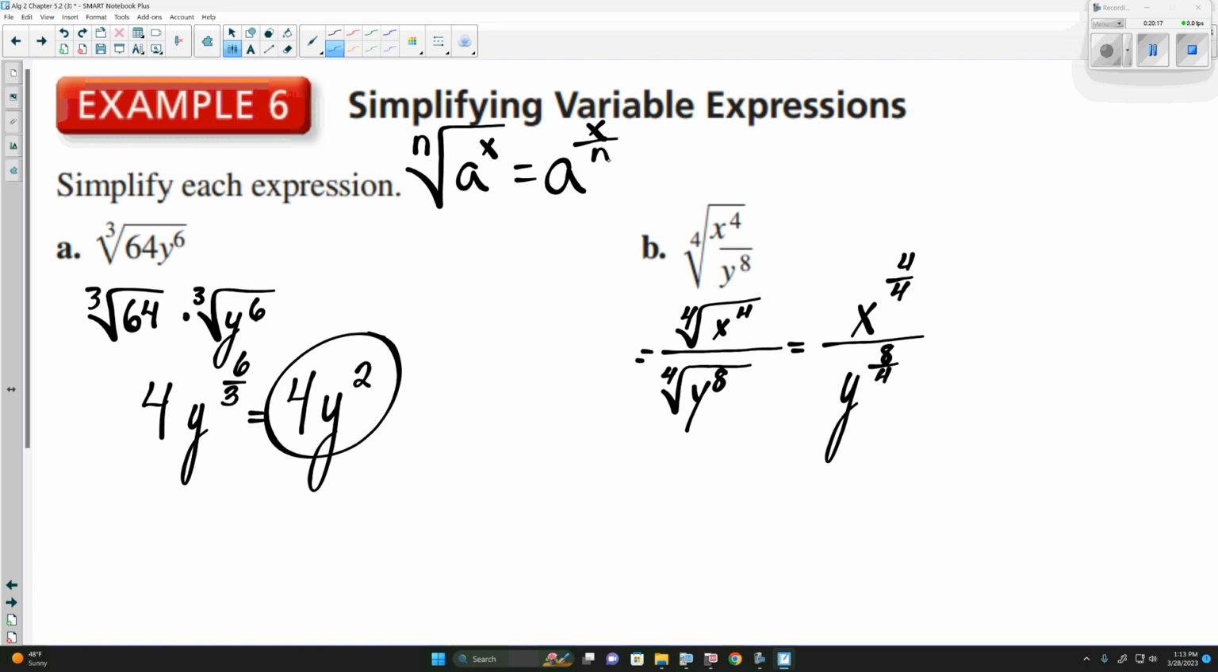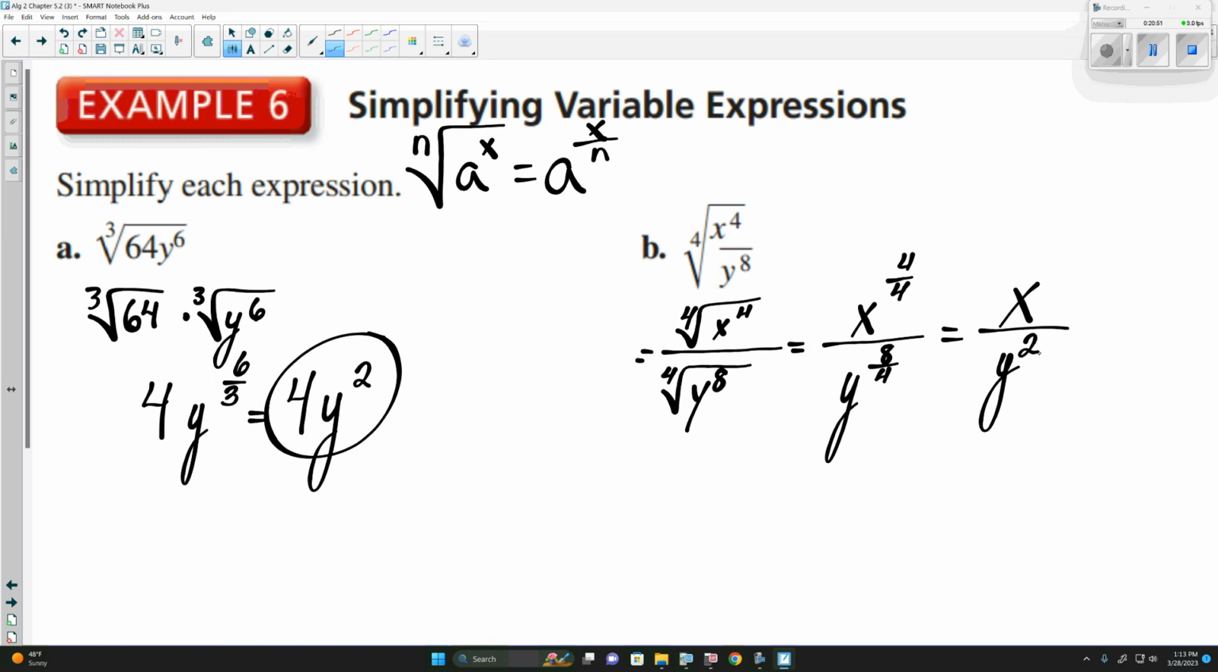Now the numerator, I think we could have seen it from the fourth root of x to the fourth, and especially with x to the 4/4, that's just going to simplify to x. Now the denominator, it may not be as easy to see with the fourth root of y to the 8th, but we can see it a little bit better, especially as y to the 8 over 4 is going to become y squared, because we can take two groups of 4 out, which leaves us with y squared.